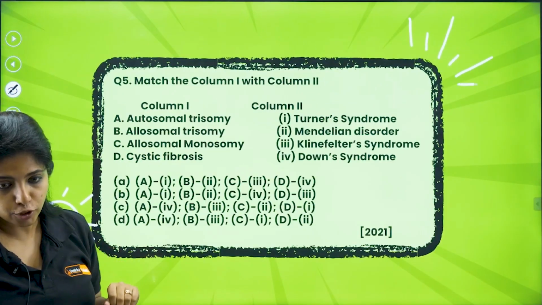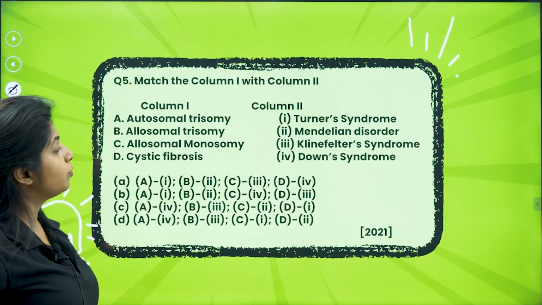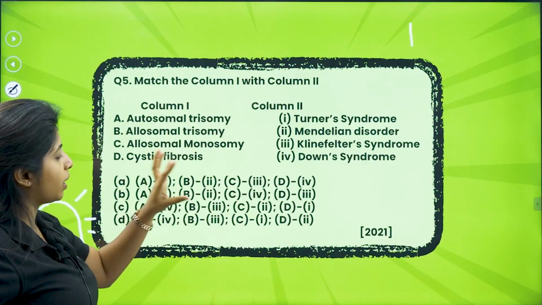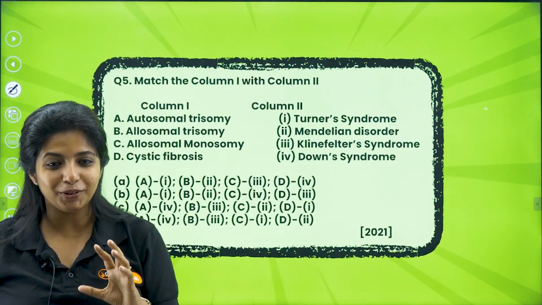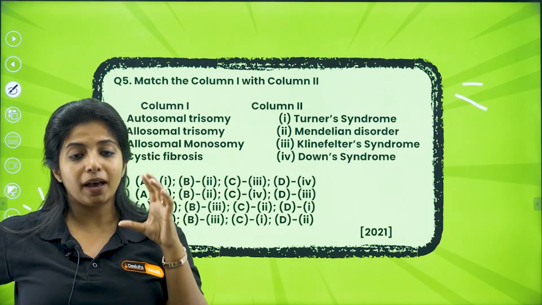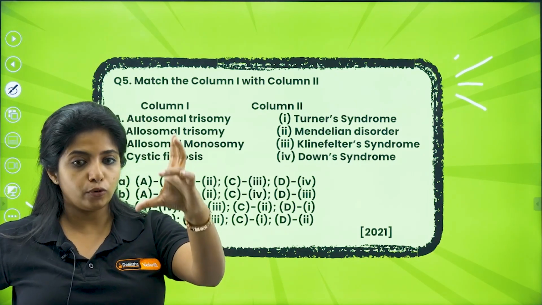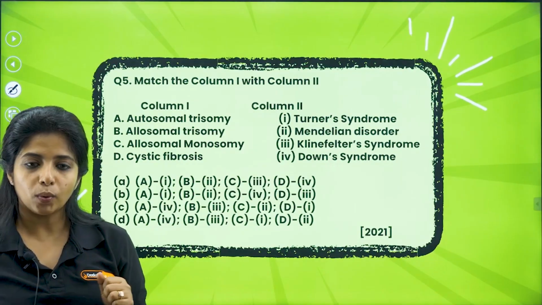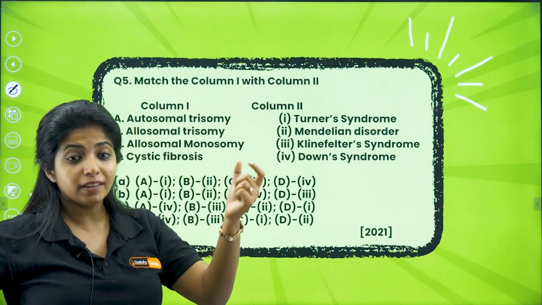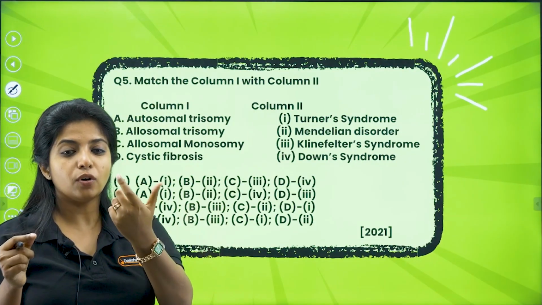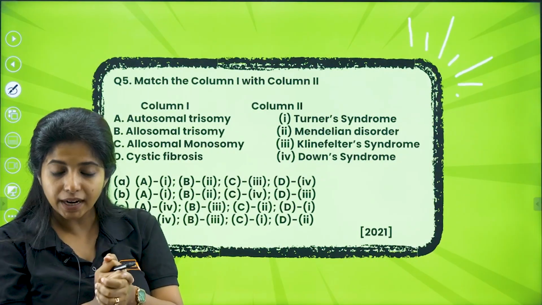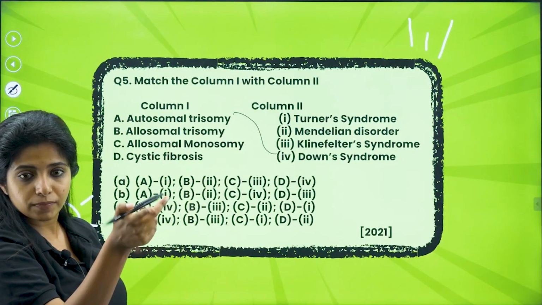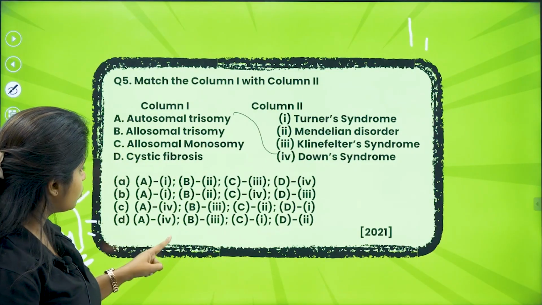Now, the fifth question. Match column 1 with column 2. You have autosomal trisomy, allosomal trisomy, allosomal monosomy, cystic fibrosis. Autosomes, I told you, out of the 23 pairs of chromosomes, 22 are autosomes. Only one pair is the sex chromosome, which you call allosomes. When you say autosomal trisomy, that means in one of the autosomal pairs, you have one more chromosome being added up. It's a trisomy condition. Where do you see it? In Down syndrome, the 21st chromosome trisomy. So A goes with 4. A goes with 4, I have 2 options.